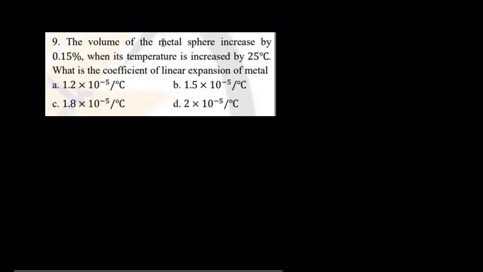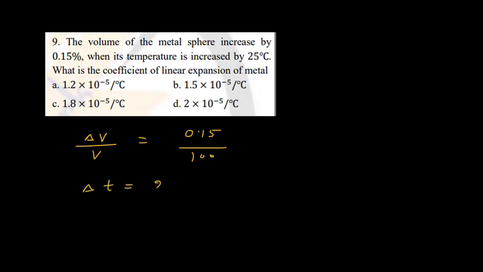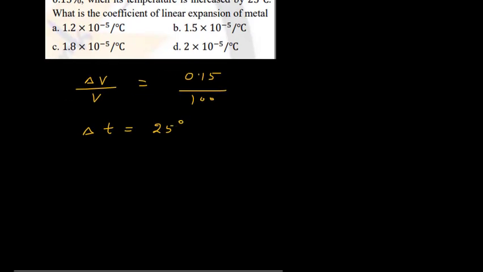Okay. So the ninth problem: the volume of a metal sphere increased by 0.15%. 0.15% means it is delta V upon V, we can say that it is 0.15 divided by 100, when the temperature is increased by 25, delta T is given as 25 degrees. What is the coefficient of linear expansion? So our relation is delta V upon V is equal to 3 alpha into delta T.